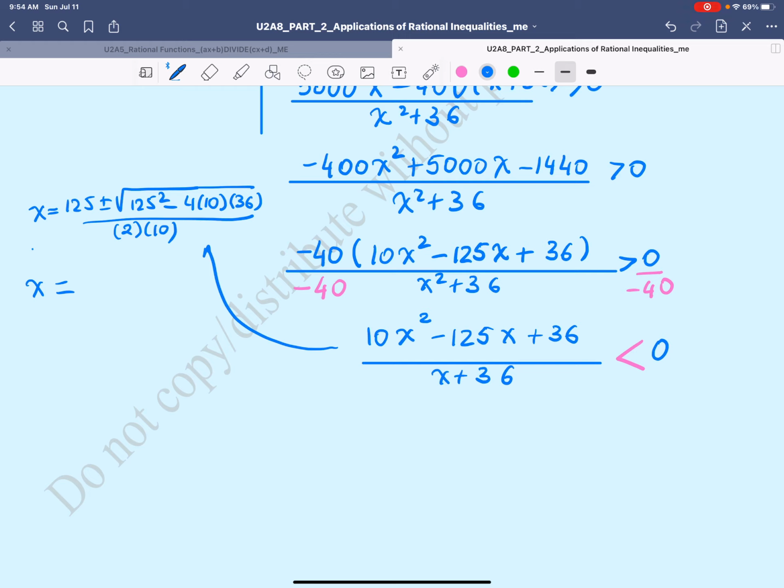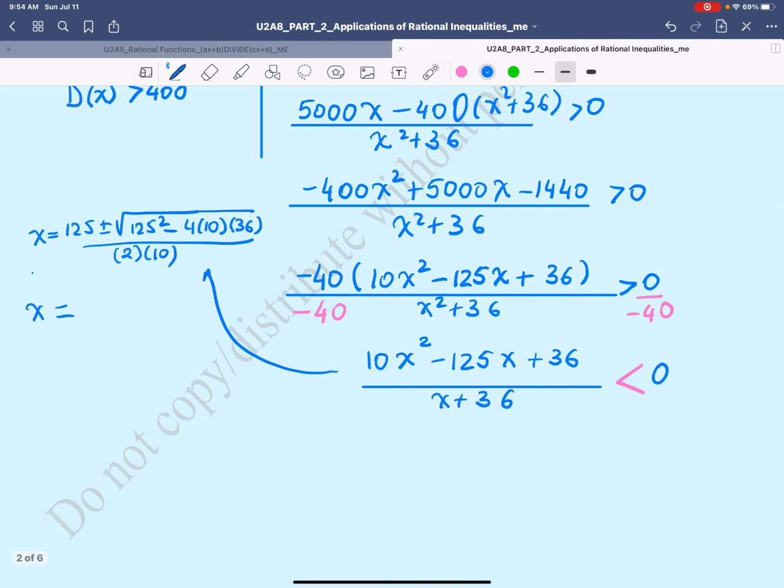And we got 14,185. I'll check and see if it's a perfect square. It's not, which tells me that it's a good idea that we went for the quadratic formula. So I'm going to round the answer to the nearest decimal place. So the square root of 125 squared minus 4 times 10 times 36 is 119. And that would be over 20.